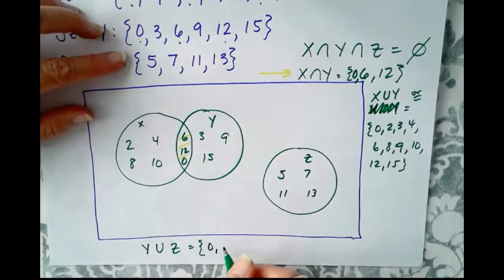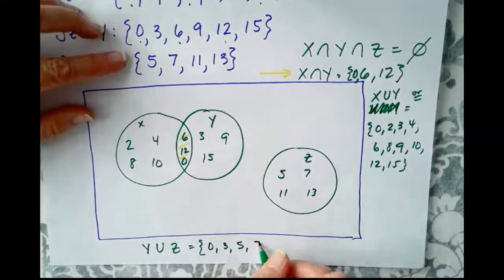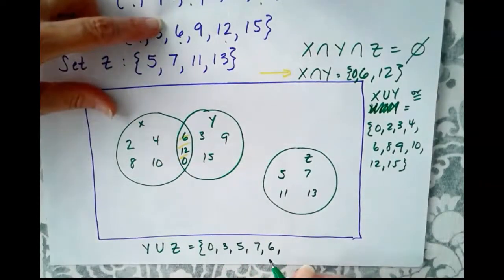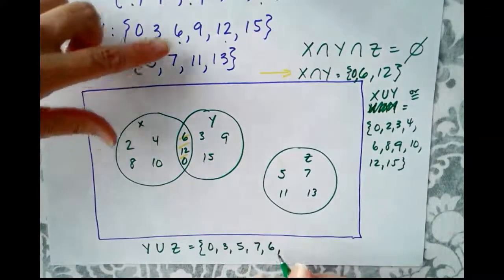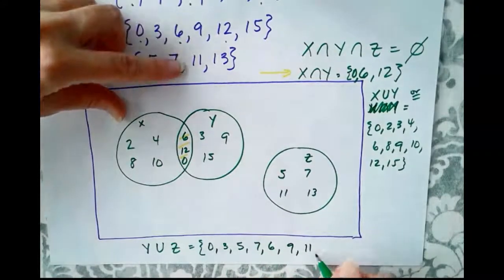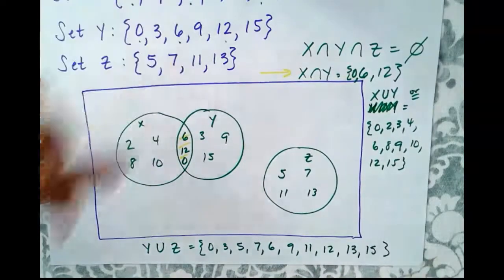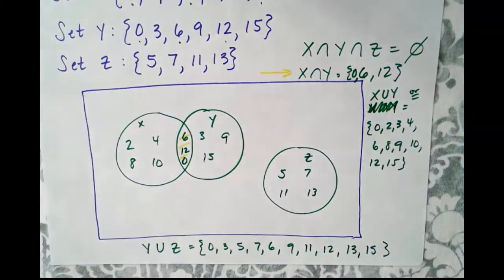So that would be 0, 3, 5, 6, 7, we'll put 6 right there. Normally we want them in order. So 0, 3, 5, 6, 7, 9, 11, 12, 13, and 15. So intersection and union or.